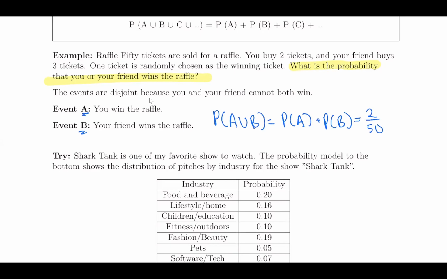All right, let's go to your friend. How many tickets did your friend buy? 3. Out of how many? 50. Perfect.